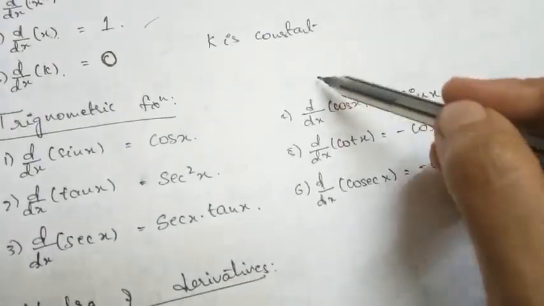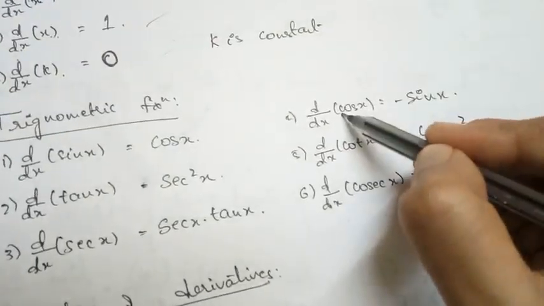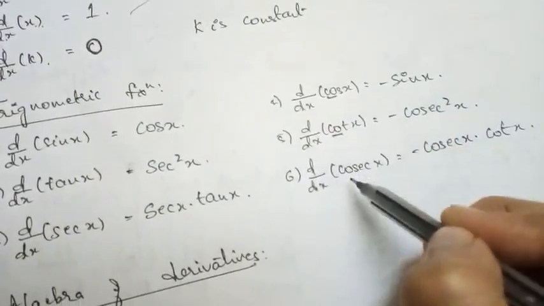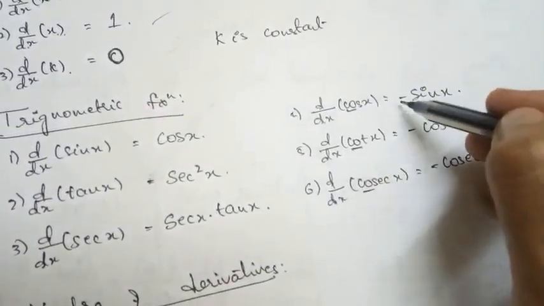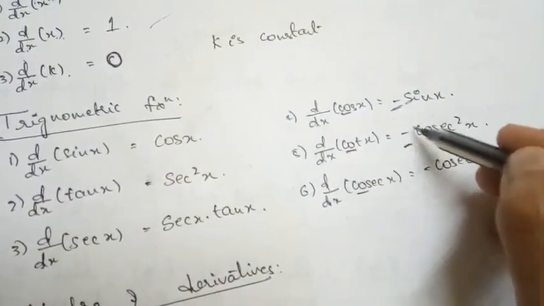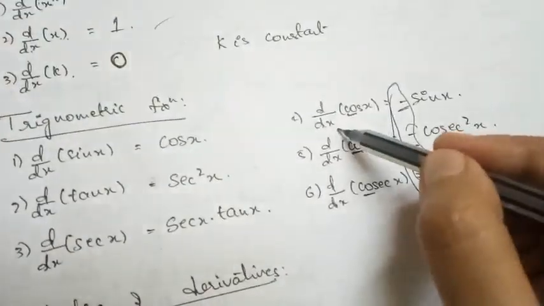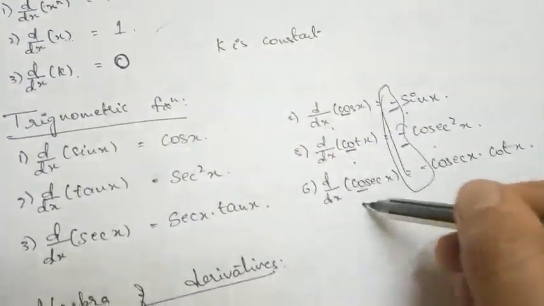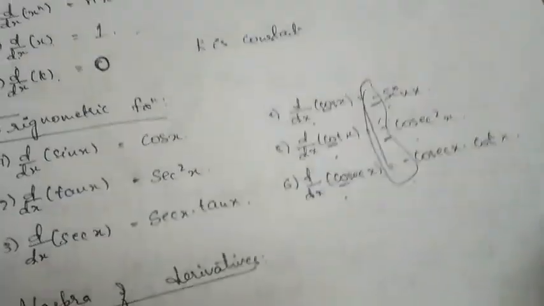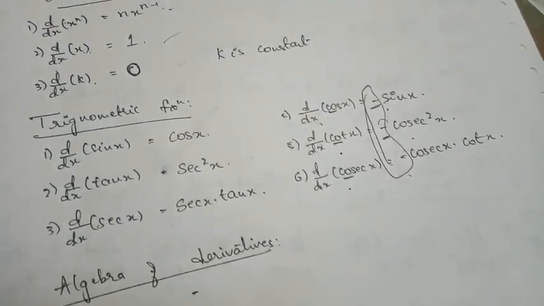Remember this: while we are taking the differentiation of functions which start with cos x, cot x, cosecant x, all the derivatives of these functions have a negative sign. Okay. So differentiation of cos is minus sin x, differentiation of cot x is minus cosecant square x, differentiation of cosecant x is minus cosecant x into cot x. This is one of the easiest ways to remember some of the formulas.